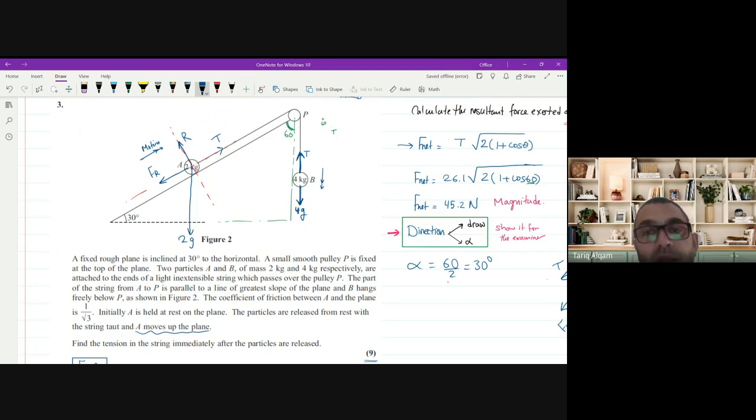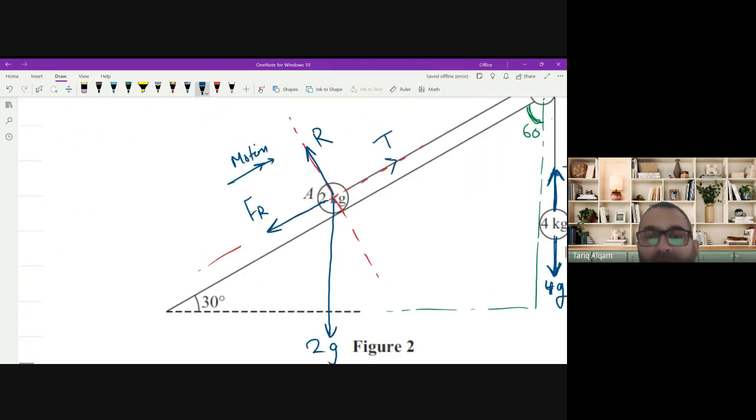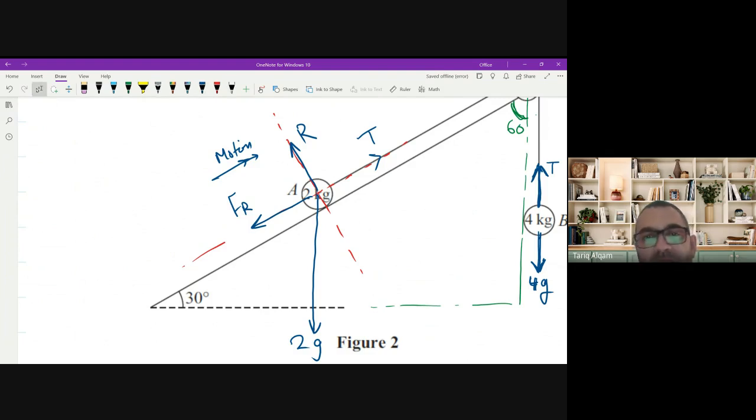Before dealing with each object separately, I draw axes to show you which forces must be resolved. Remember this, please. Which forces must be resolved? Any force that does not lie on the axis should be resolved. This is the main objective of drawing the axes. Tension lies on the axis, R lies on the axis, friction lies on the axis, but the weight does not lie on the axis, so I have to resolve it. Without deep thinking, if you remember, this angle is 30.